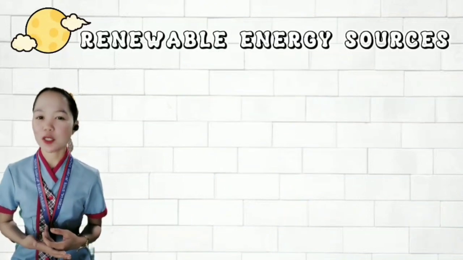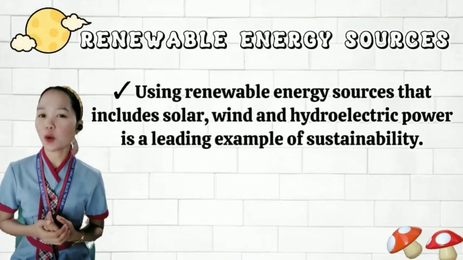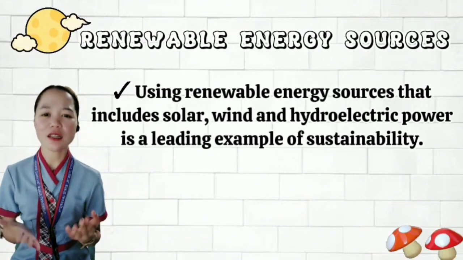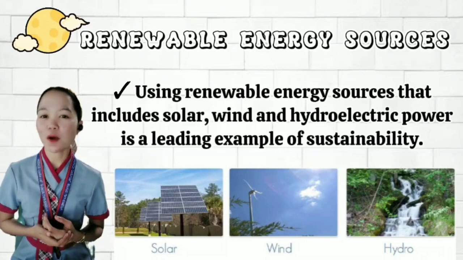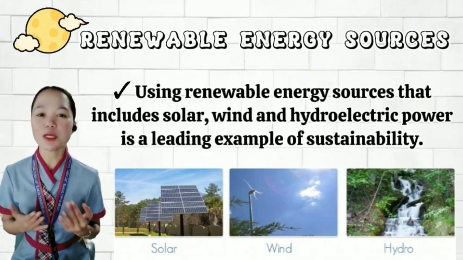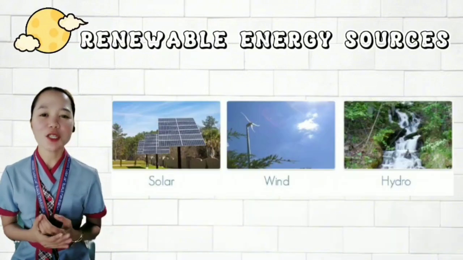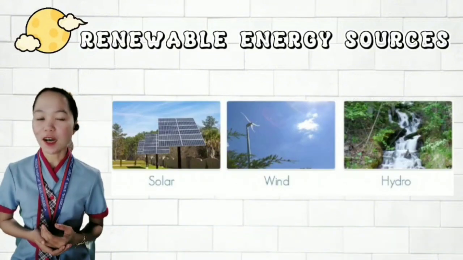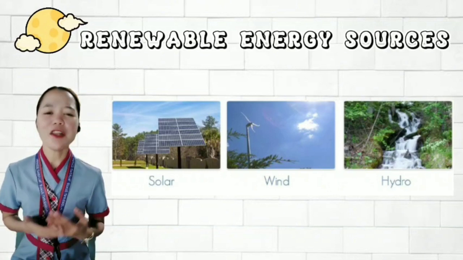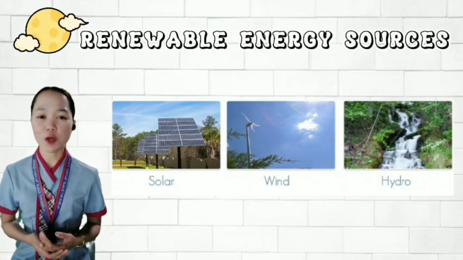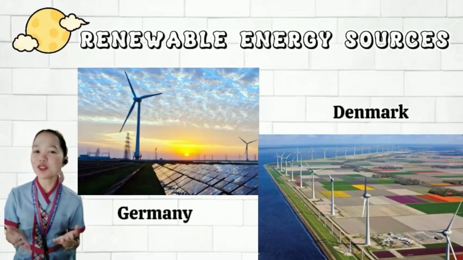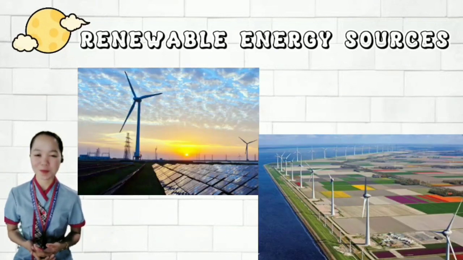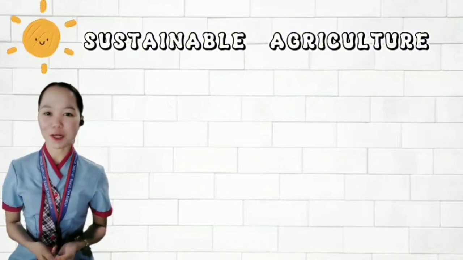For renewable energy sources, using renewable energy sources that includes solar, wind, and hydroelectric power is a leading example of sustainability. Transitioning to renewable energy, lowering carbon emissions, and decreasing dependency on fossil fuels are all goals that countries like Germany and Denmark have achieved with great success. Number 2, for sustainable agriculture.